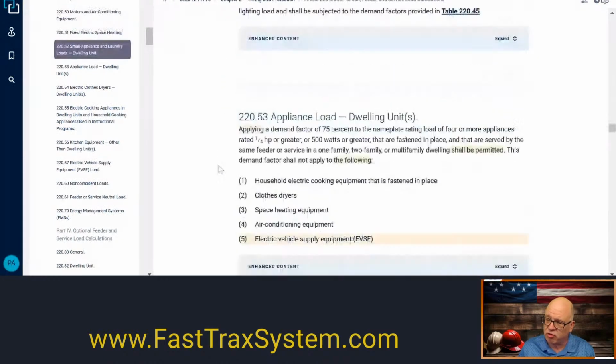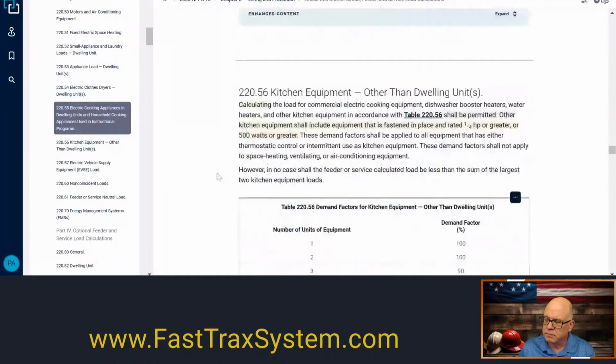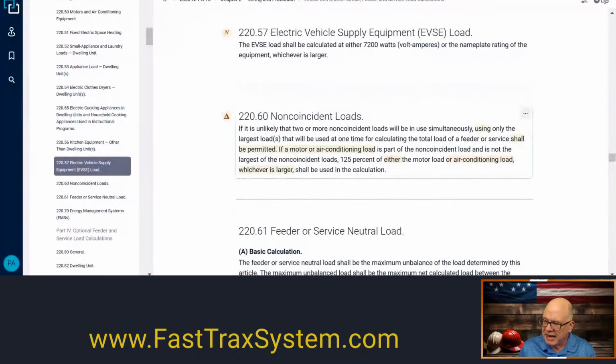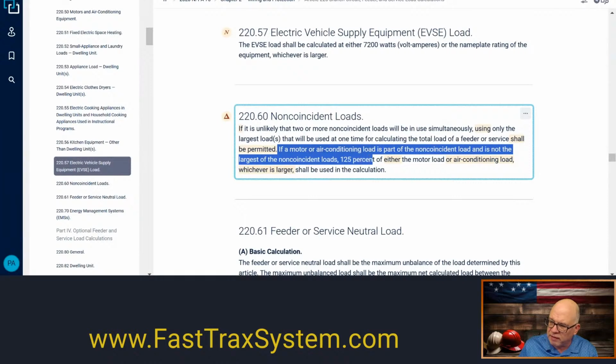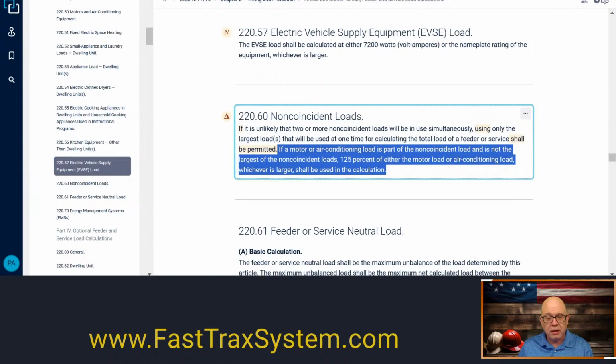Now, let's take us back to 220.60. Right here, it specifically told us that if a motor or air conditioning load is part of the non-coincident loads and is not the largest of the non-coincident loads, 125% of either the motor load or air conditioning load, whichever is larger, shall be used in the calculation. Okay? That does not mean that we are doing this for every single unit. We only need to do this for the one comparison. Now, once we do that, then that is taken into account for the first unit.